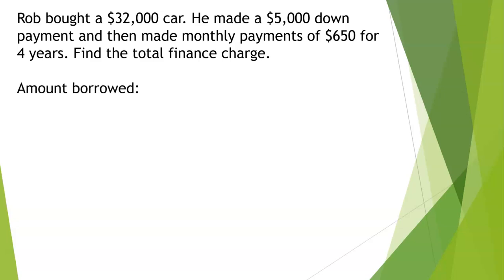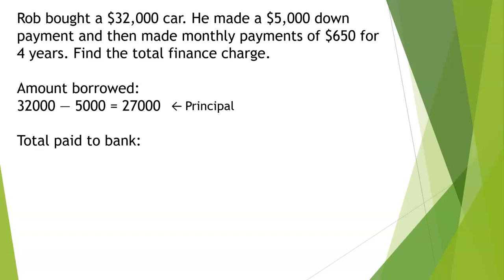First, let's find how much Rob needed to borrow. The car cost $32,000, but he made a $5,000 down payment, so he needed to borrow $27,000. $27,000 is the principal for his loan. Rob made monthly payments to the bank to pay off the loan. Let's find out how much he totally paid back to the bank.